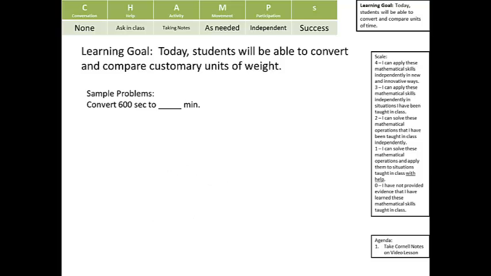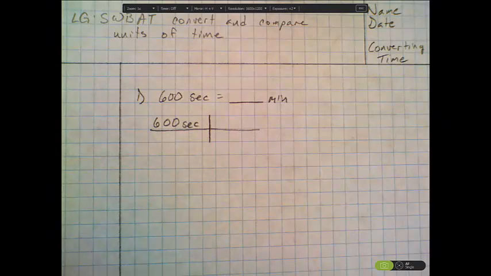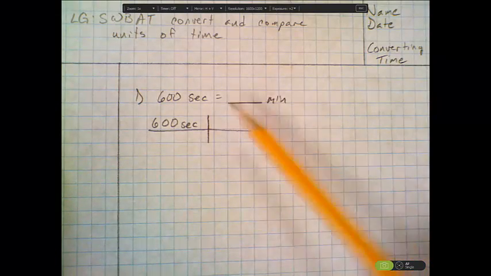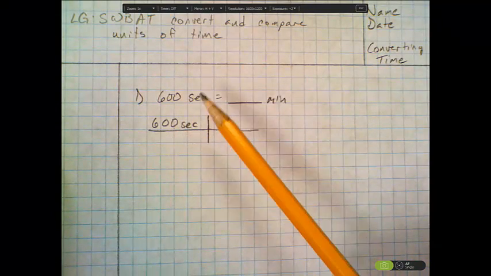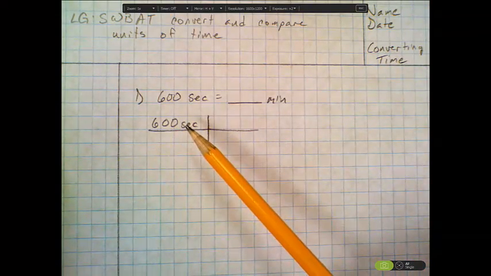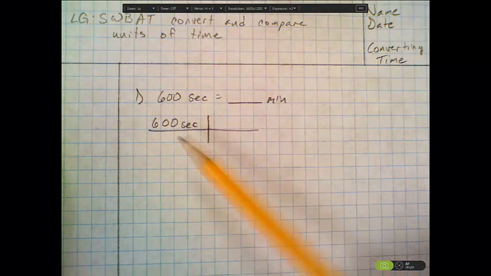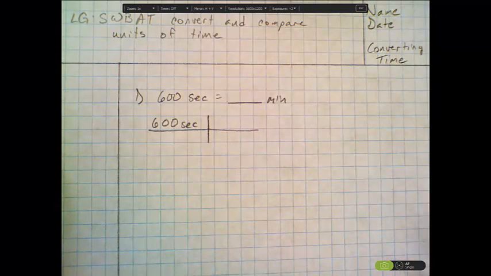So we're going to do some sample problems. The first sample problem we're going to do is we're going to convert 600 seconds into minutes. Alright, so I've gone ahead and written the problem down, and I've gotten our dimensional analysis started by taking what they give us and putting it in the first section of our giant fraction that we have here.